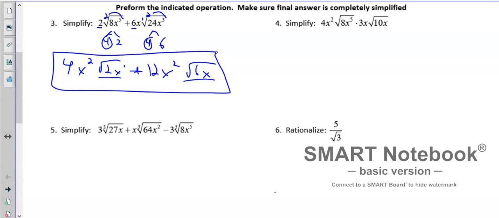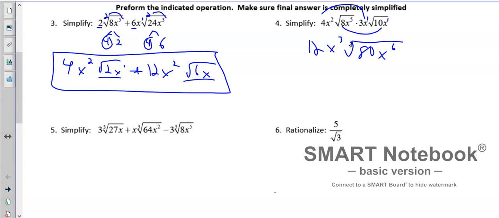All right. Number 4, we're going to multiply first. So outside times outside, inside times inside. So 4 times 3 is 12. X squared times x to the 1 is x to the 3, x cubed. In the radical, we have 8 times 10, which is 80. X to the 5, x to the 1 gives me x to the 6. And remember, this is a square root problem when there's nothing there. It's assumed square root.